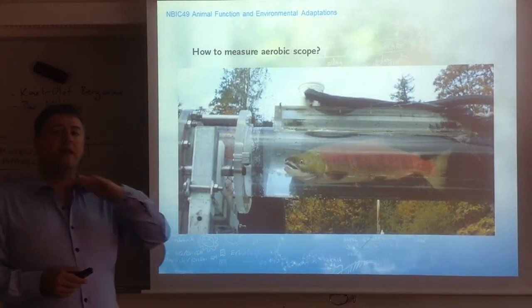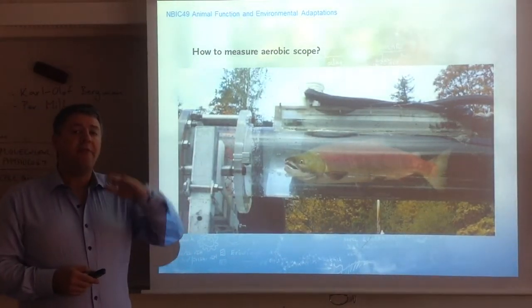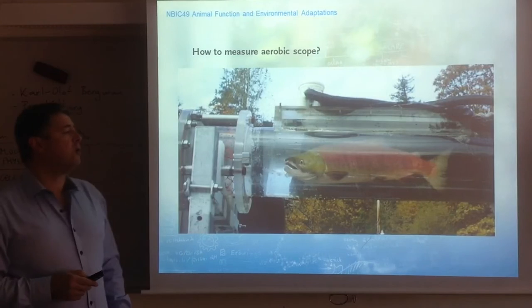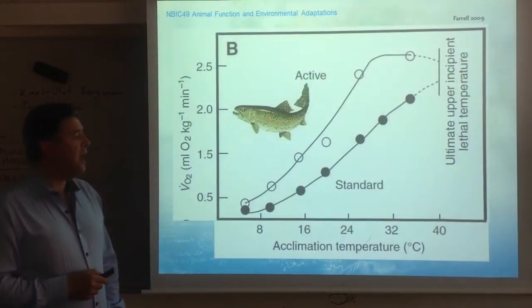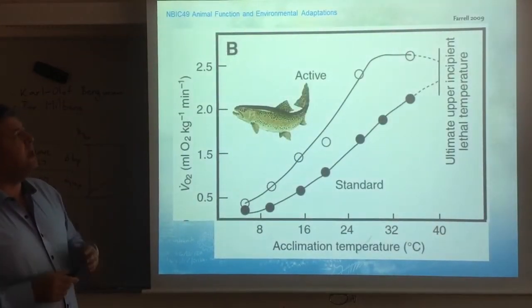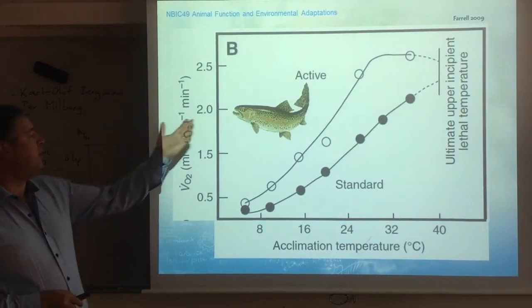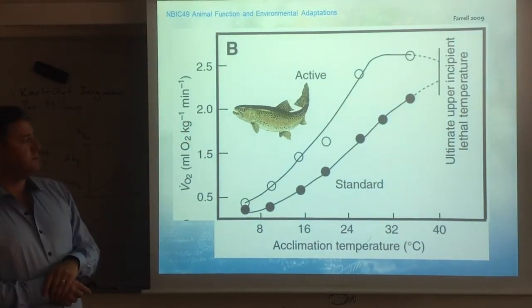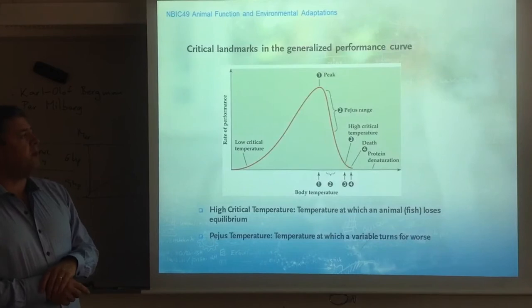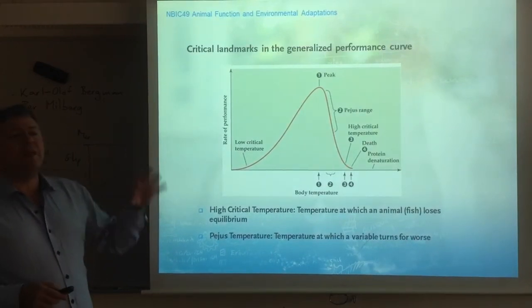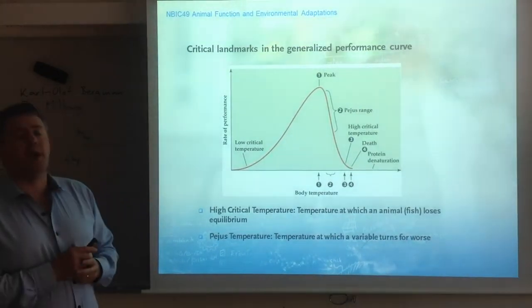You have to measure the standard metabolic rate at the different temperatures, and then you have to measure the maximum metabolic rate at the different temperatures. And this is the typical curve you get when you do these measurements, for example, in trout, for metabolism. What do you get from these performance aerobic scope curves?